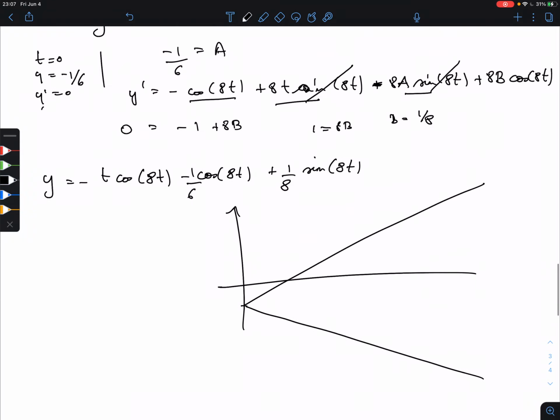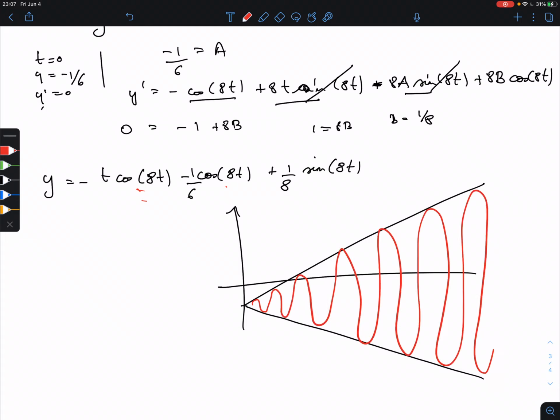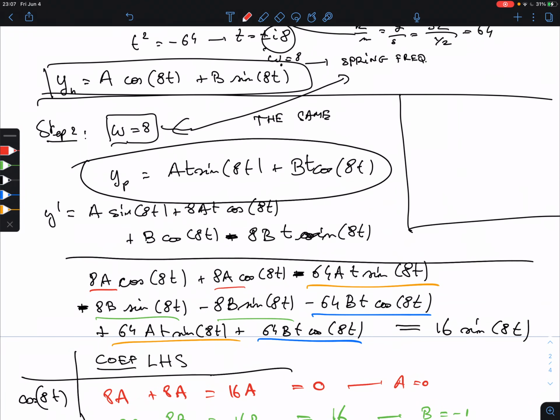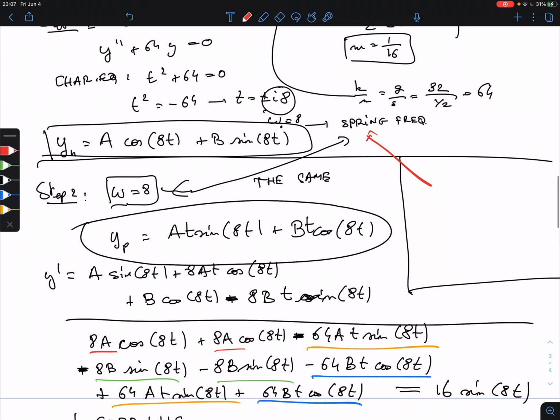All these terms have the same frequency, so they all together make one cyclic periodic function, but it's a periodic function that will fluctuate between these two boundaries here. And so what you see is that the movement of the spring gets worse and worse. So what is the name for this? This is what we call resonance. So this, in springs, is resonance.